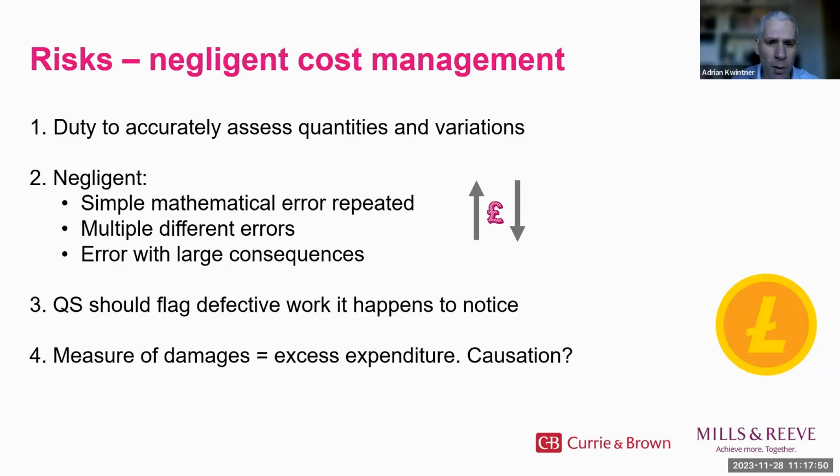For example, in one reported case, the court was satisfied that the QS did not make any attempt to assess certain variations, but that this was not the cause of the loss. The QS's reason for not assessing the variations was to assist the employer's cash flow. The court found that if the QS had explained this, the employer would have gone along with it. This shows how important it is to drill down into causation when faced with a claim.